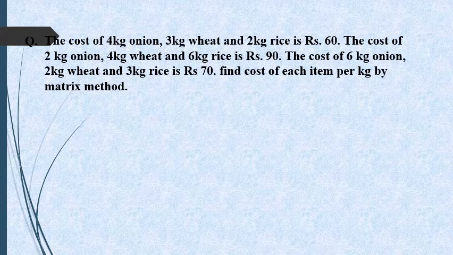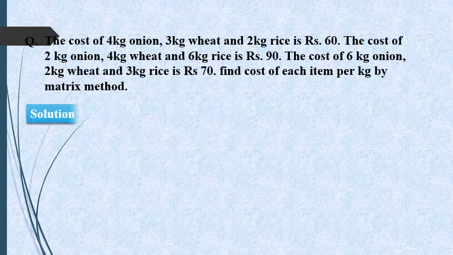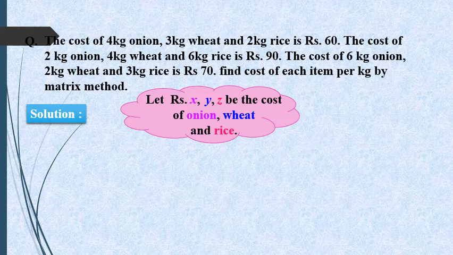So the question is given in verbal form. So this verbal statement we need to convert in form of equations. The verbal form of the question must be converted in system of equations. So in the solution we will consider the cost of onion as x, the cost of wheat as y and the cost of rice as z.